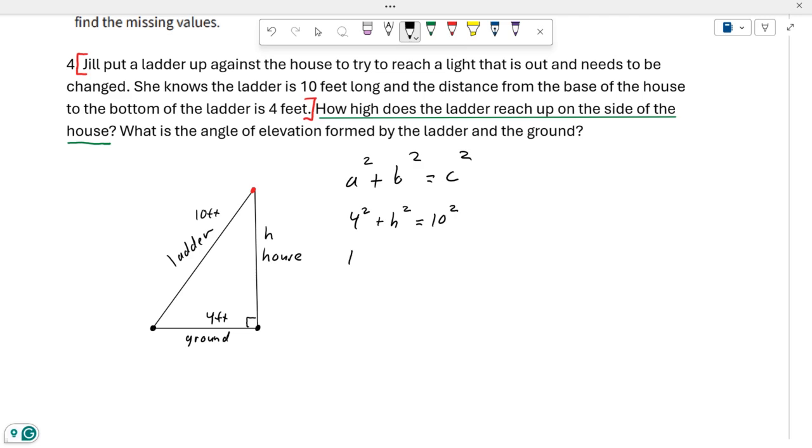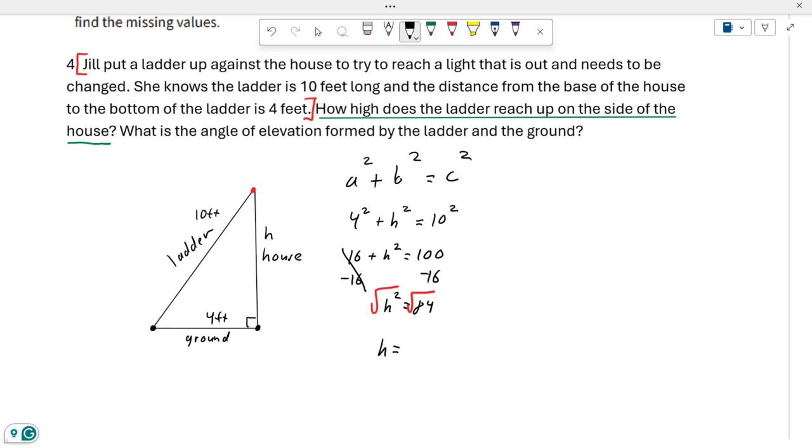This next step is not strictly necessary, but I find it helpful sometimes to actually just evaluate the squareds. Technically, you don't need to do that, but I think it's easier if you can just get rid of those squareds at least. We're trying to get h by itself, so the first thing we've got to do is get rid of that 16. So h squared is 100 take away 16, which is 84. I don't want the squared, I want just h, so I take the square root of both sides.